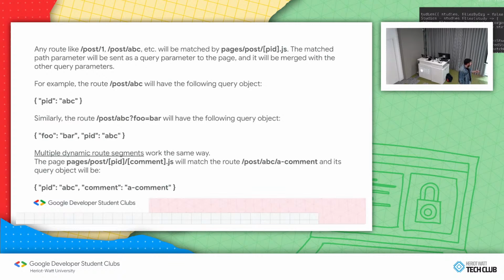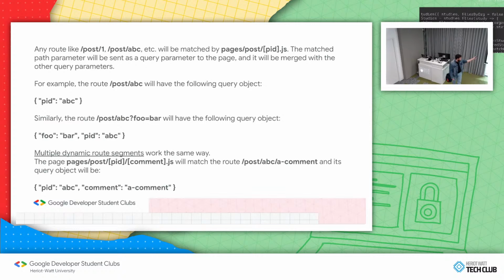Similarly, you can have query parameters like normal URL query parameters. These have a very simple syntax. You just put a question mark after the route. You give a variable name and the value of the variable name. Now, the second example, /post/abc?foo=bar, returns two things inside the object instead of one.